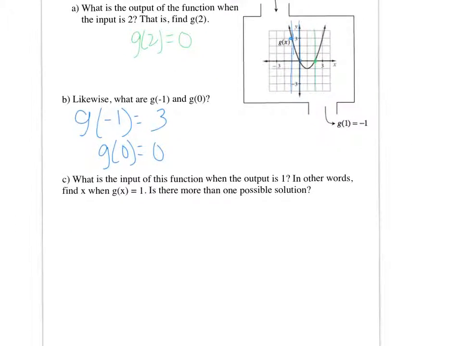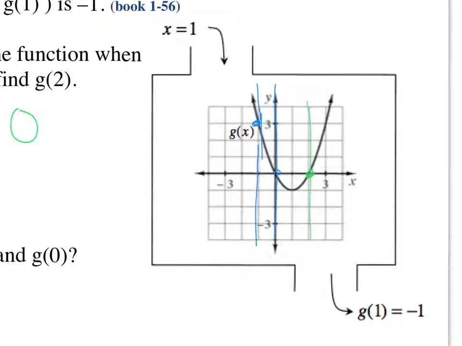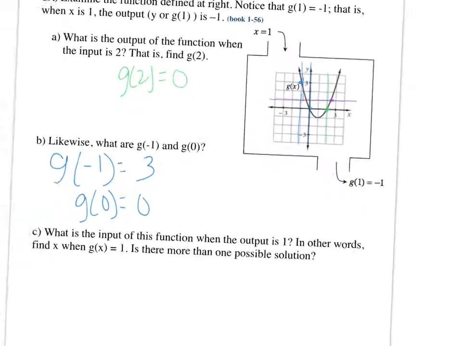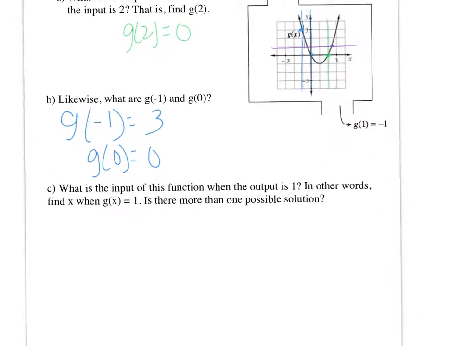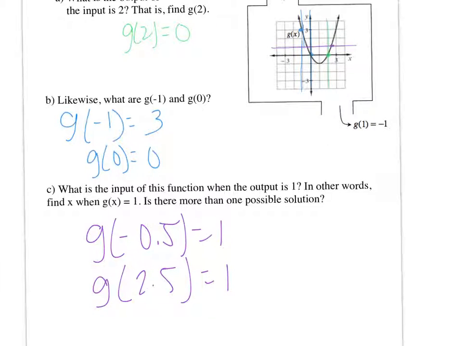And then part C, it says find the input when the output is 1. So now we're looking at the y value for 1, and we're going to go this direction, and we see there's 2, and they're kind of like halfway points. So we're going to say at 2.5 and -0.5, that would be those inputs. So g of -0.5 equals 1, and g of 2.5 equals 1.